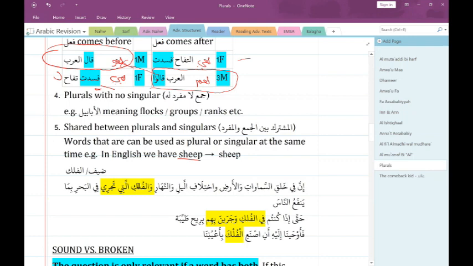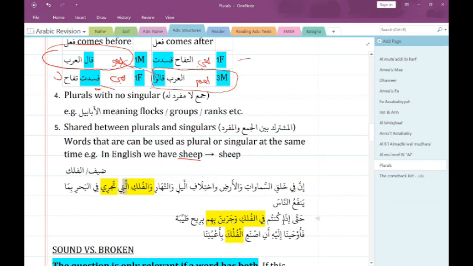So for example, you have والفلك التي تجري. تجري, and fulk is feminine, so that's why it's تجري. So it's singular. You can see it's تجري, the ship that sails or that floats. Okay, الفلك التي تجري, talking about one ship, one boat.